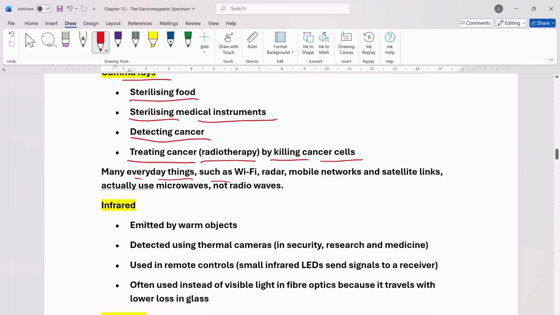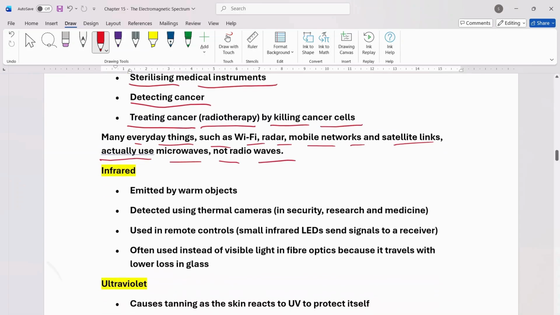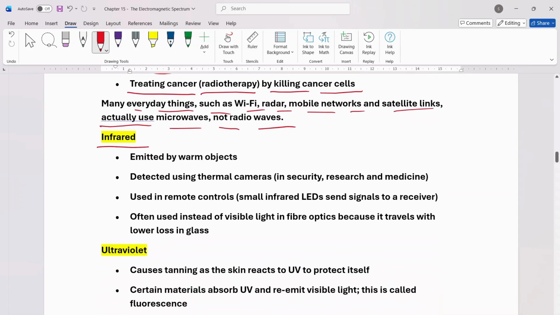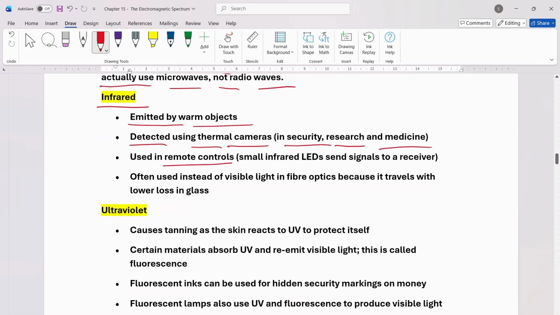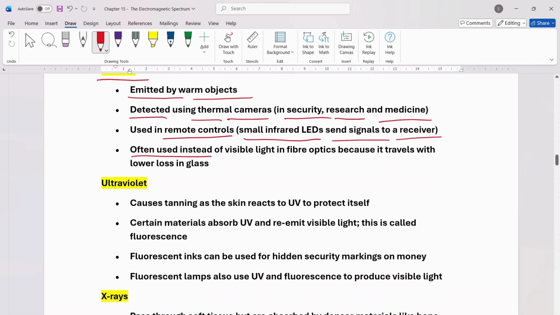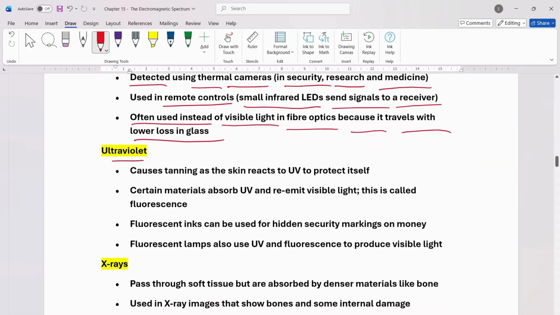Many everyday things such as Wi-Fi, radar, mobile networks, and satellite links actually use microwaves, not radio waves. Infrared is emitted by warm objects, detected using thermal cameras in security, research, and medicine. Used in remote controls, small infrared LEDs send signals to a receiver. Infrared is often used instead of visible light in fiber optics because it travels with lower loss in glass.